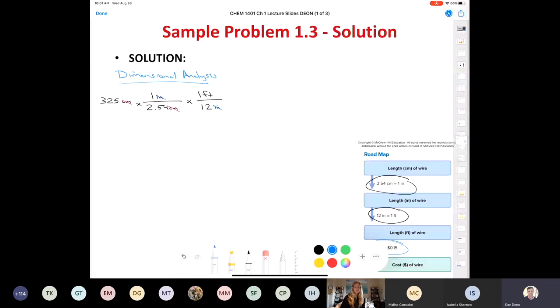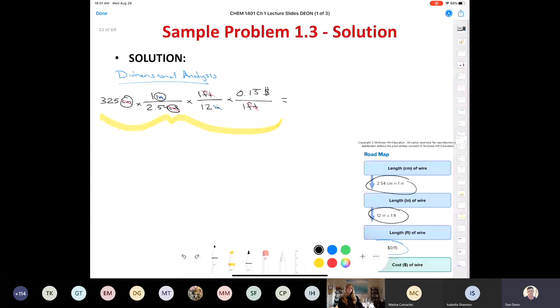And so let's use that last conversion factor, $0.15, right, which is the same thing as 15 cents for 1 foot. And there you have it. So now the units of feet are going to cancel out. Look, this isn't magic. What have we done in this equation that we've set up? We've canceled out centimeters, and we canceled our inches, we canceled feet, and what are we left over with? The price of the wire.